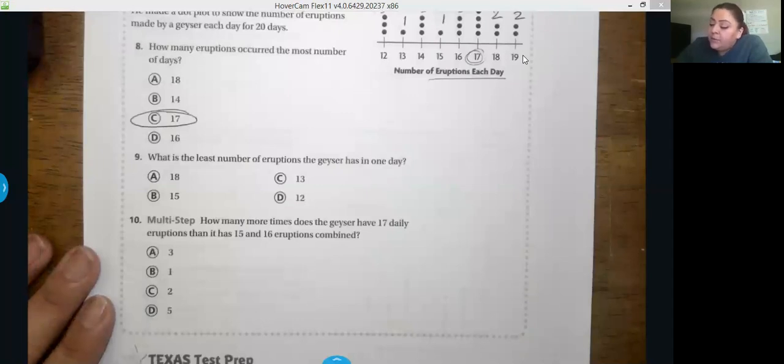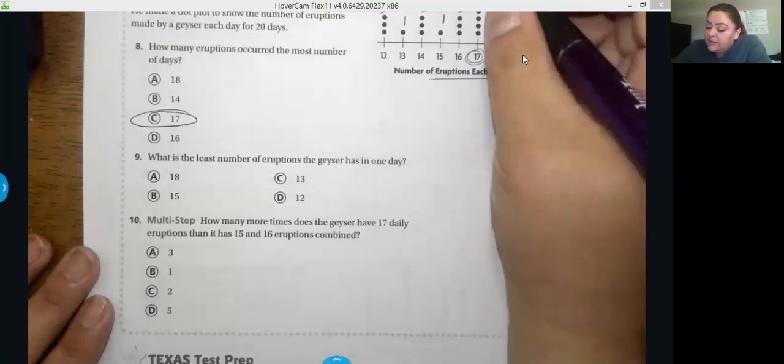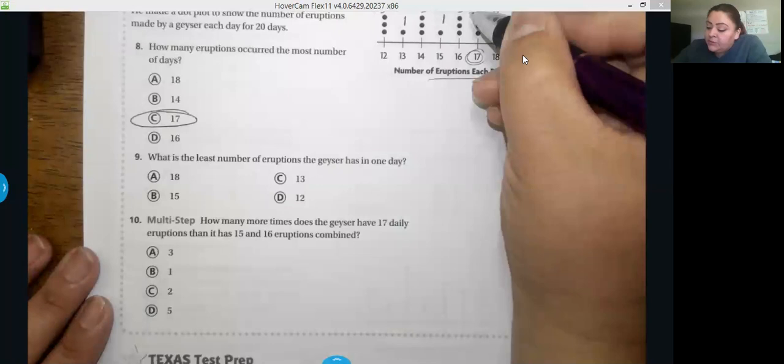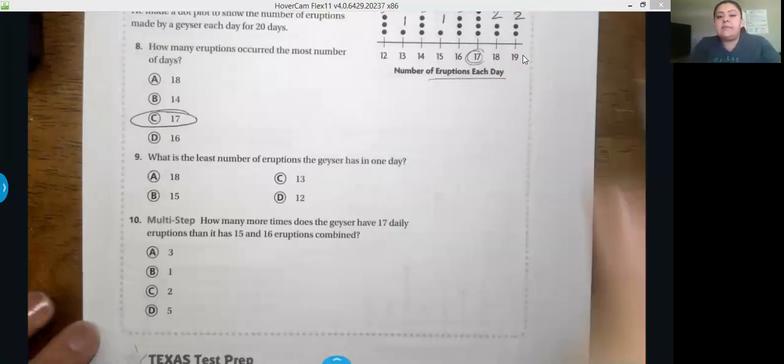Number 9, what is the least number of eruptions the geyser has in one day? Okay. What is the least? The least number of eruptions the geyser has in one day. What do we think that's going to be? Okay. Kind of got a mixture between the two. So let's look and see what do we think it's going to be.